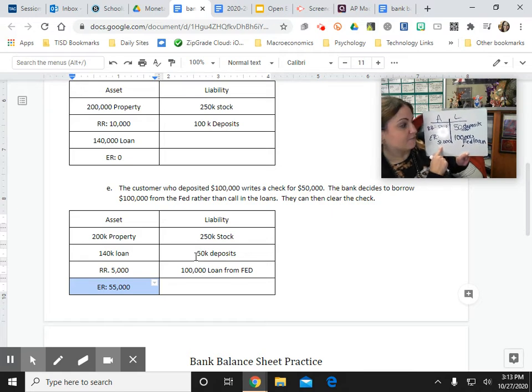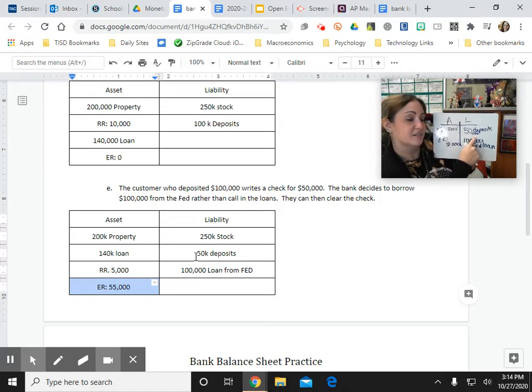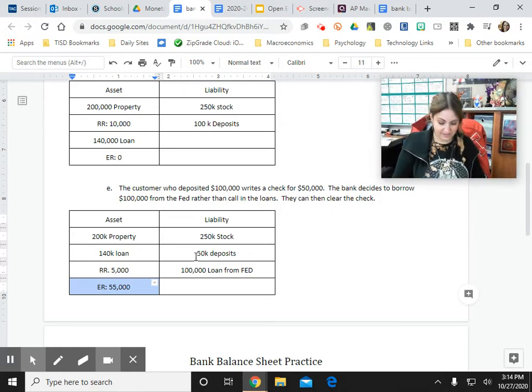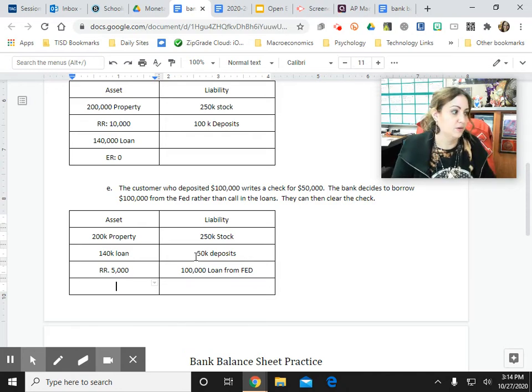50 of it came from the extra loan that we took from the Fed, and the other 5,000 came from the money that was freed up from required reserves because demand deposits changed. It's kind of a tongue tie. Bank balance sheets are no one's friend. It's just like a puzzle of where money is, where money goes, and how much.